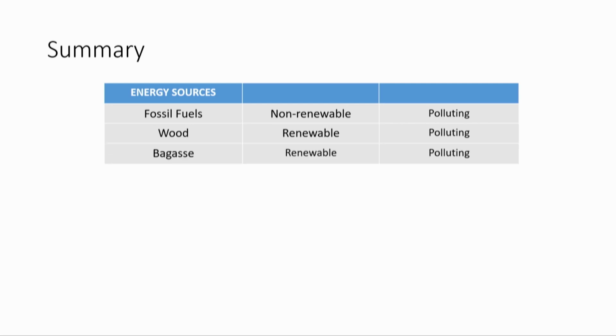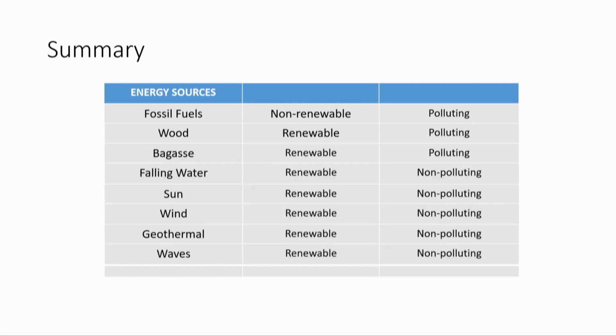Fossil fuels are non-renewable and polluting. Wood and bagasse are renewable, but they are polluting. Falling water or hydroelectricity, energy from the sun and wind, geothermal energy, and energy from waves are all renewable and non-polluting. And finally, biogas is a renewable energy source, but it is polluting.